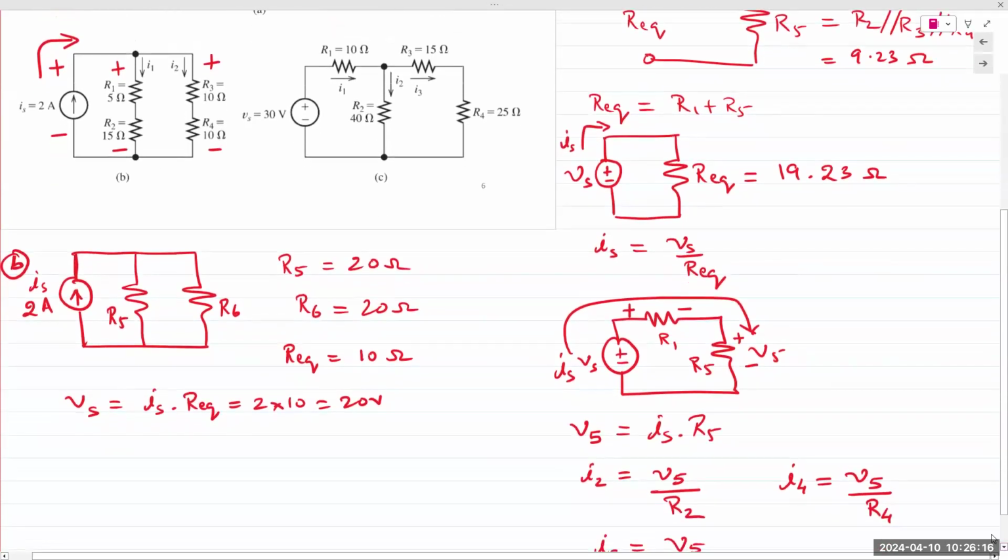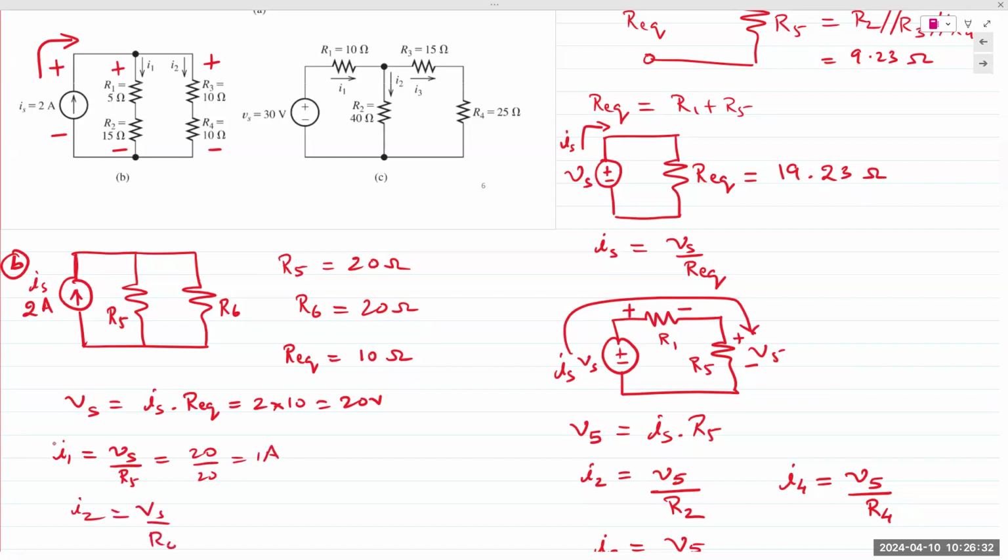You all with me so far? Then we apply Ohm's law. You can find I1 as Vs over R5, 1 amp. I2 is Vs over R6, 20 over 20, 1 amp, which is what we had earlier, right? 2 amps equal split, 1 and 1. All right, take 10 seconds. Let me know if you have any questions.